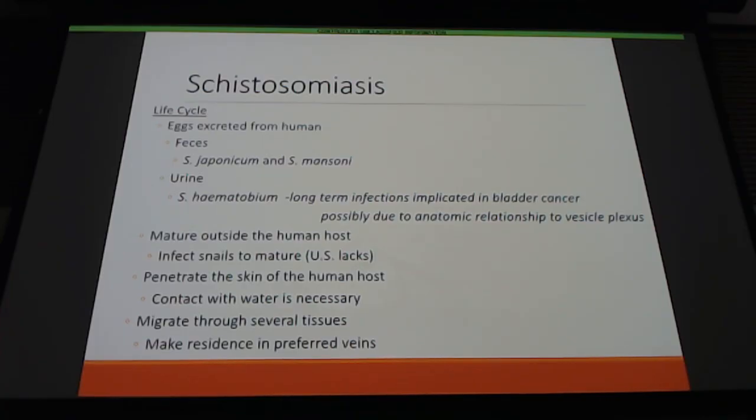There has been some implication with haematobium and cancer, bladder cancer, which is very rare, okay? But not definitive just yet. All right.